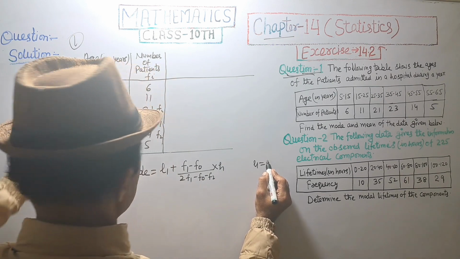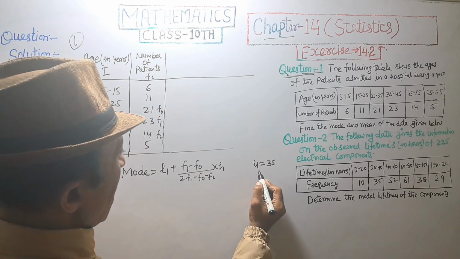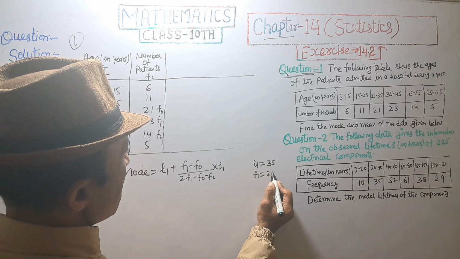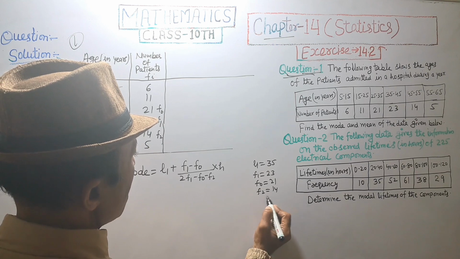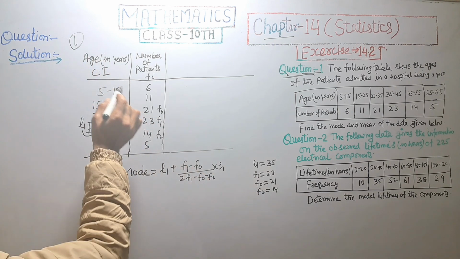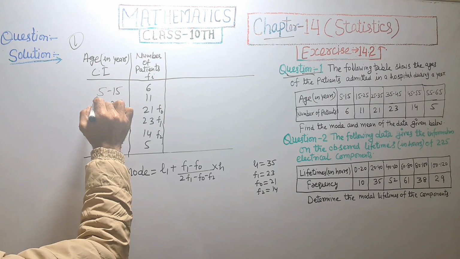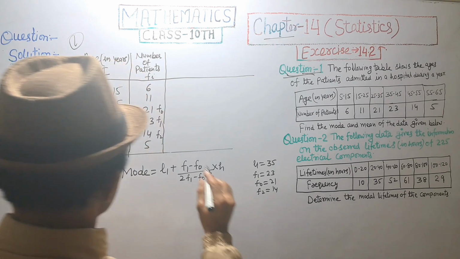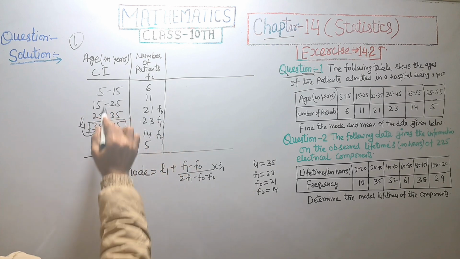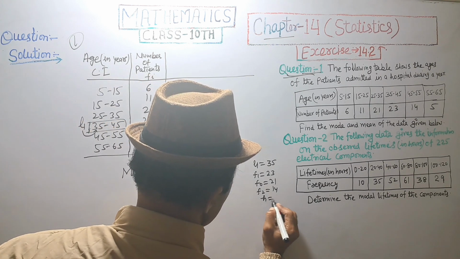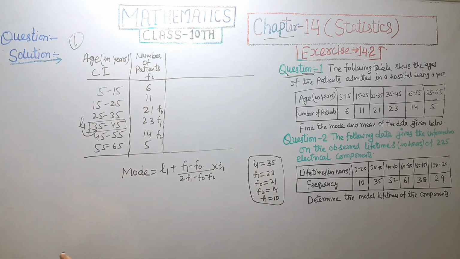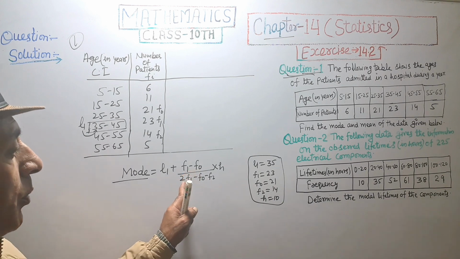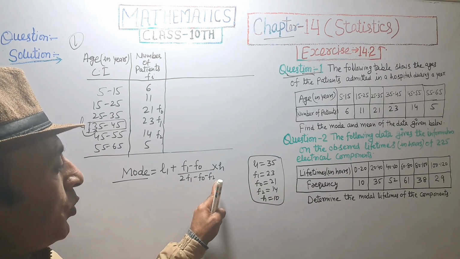L1 is equal to 35, F1 is equal to 23, F0 is equal to 21, F2 is 14. The difference between 15 and 5 is equal to 10, 25 and 15 is equal to 10, and the same, that is 10. So H is equal to the difference of class interval. So mode is equal to L1 plus F1 minus F0 upon 2F1 minus F0 minus F2 multiplied by H.